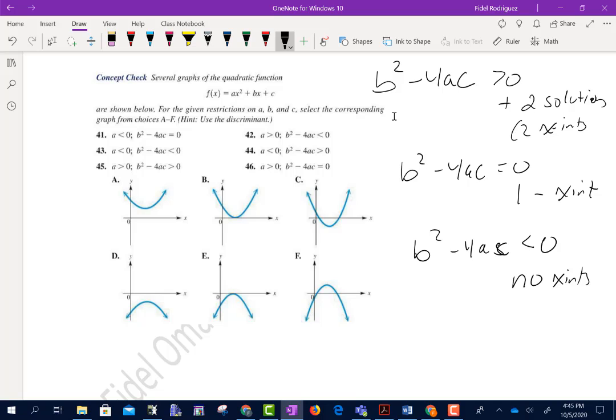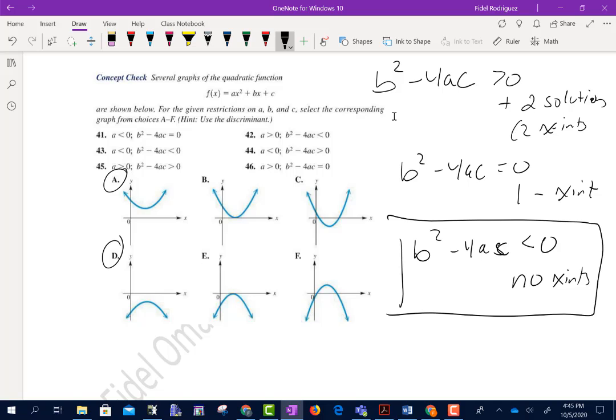All right, so first thing is no x-intercepts. So if you look at graphs A and D, they don't have any x-intercepts. That means that they're less than 0, okay? So look, this one here less than 0, and this one here less than 0. So if you look at 43, 43 is telling me that A is less than 0, meaning A is negative. When it's negative, the graph opens down. So this one here is going to be 43. In 42, A is positive, which is the graph opens up. This one here has to be 42. Okay, so we got that one done.